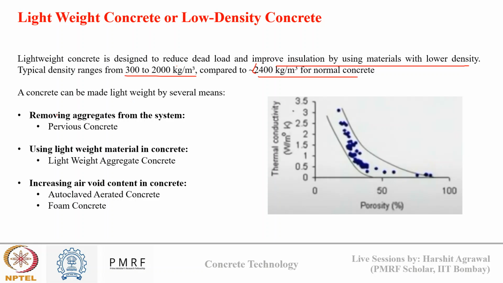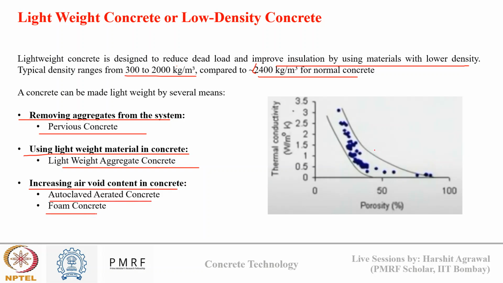Now, to make concrete lightweight, there are different ways in which that can be done. We can remove the fines from the system, which is known as pervious concrete. We can use lightweight aggregate material which can make the concrete light, or we can increase the air voids inside the concrete, using autoclaved aerated concrete or foam concrete.